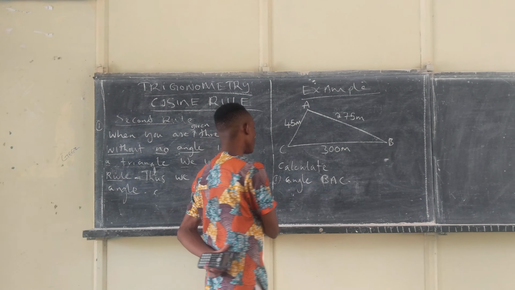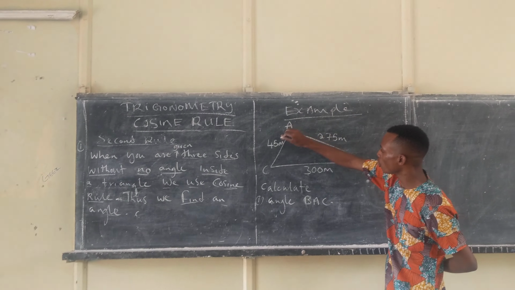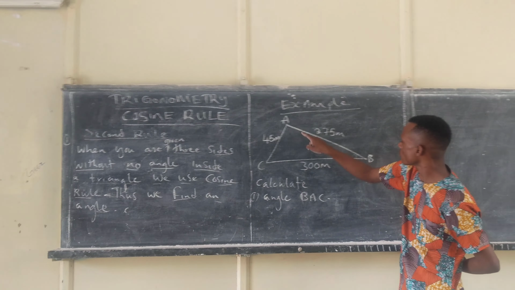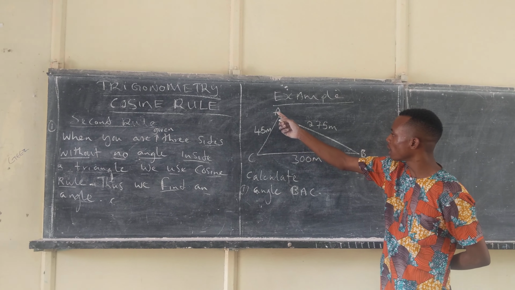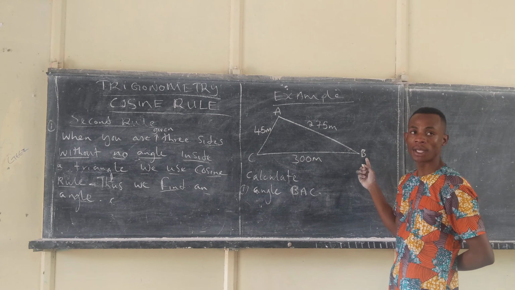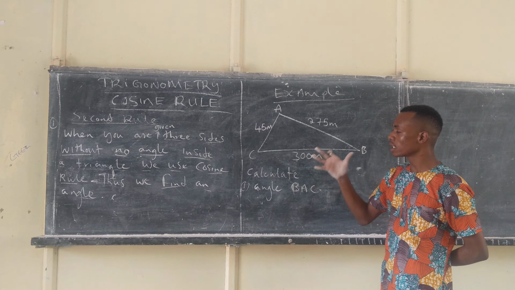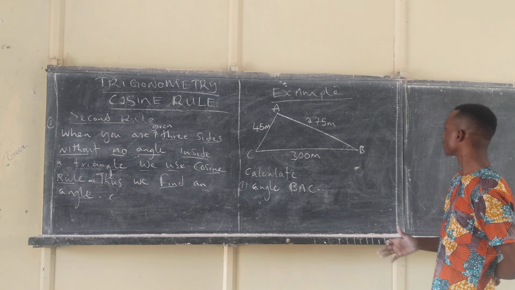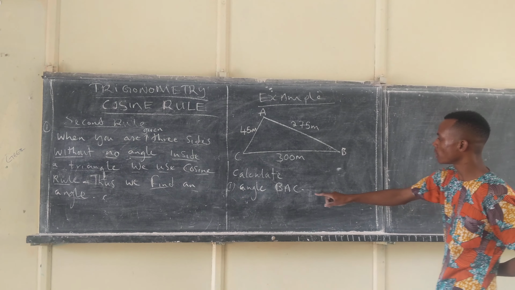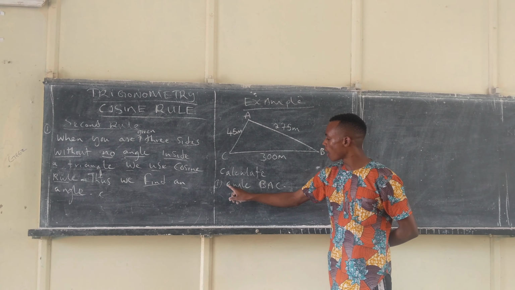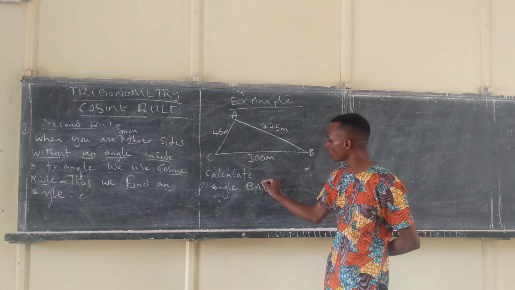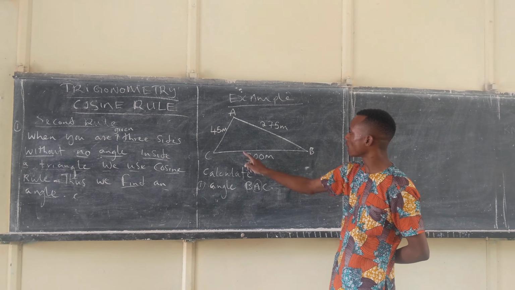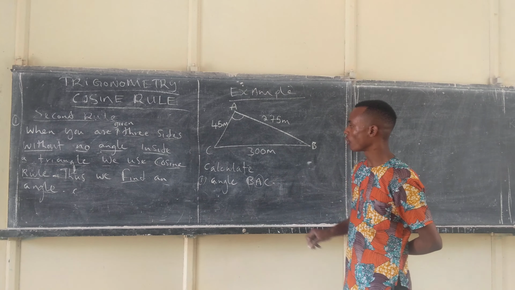So what I'm saying is this: you are given three sides without any angle inside, then you'll be told to find an angle. It can be either A, C, or B. You are using the cosine rule. Here we've been told to calculate angle BAC. So you get the one that is underneath you, then you act as if we're going to calculate this angle.